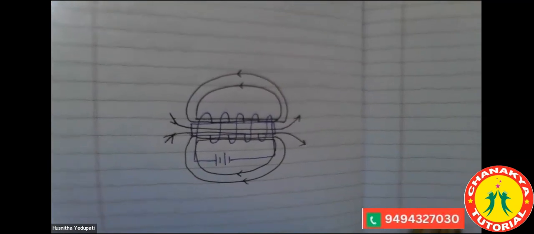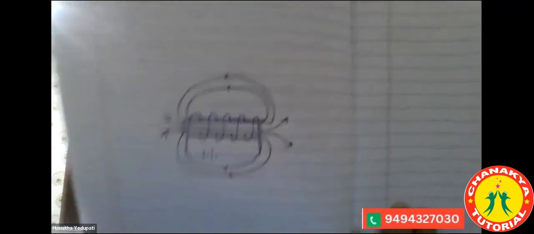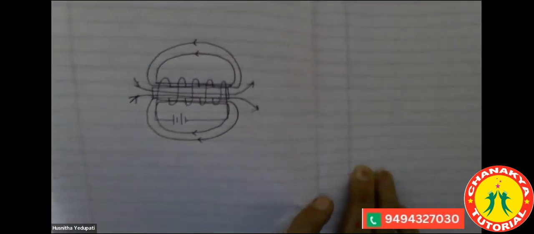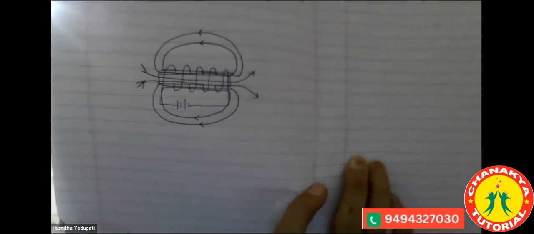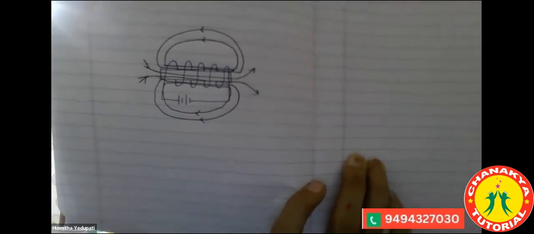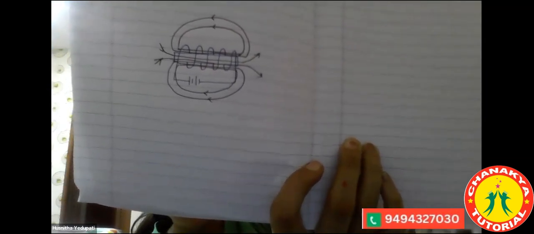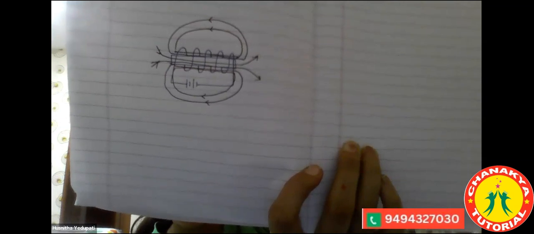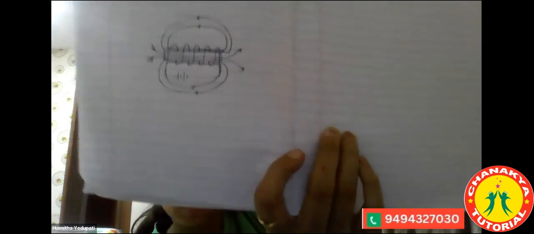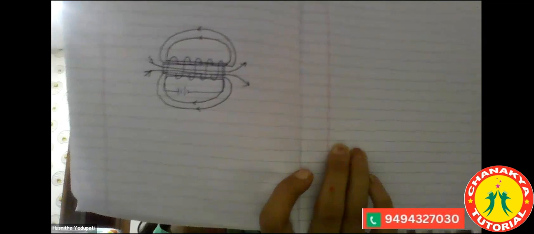Also make the direction of current. And the direction of magnetic field lines is not correct. If you check the direction of the magnetic field lines, they are opposite. Check it. First draw the direction of current and then draw the magnetic field lines.